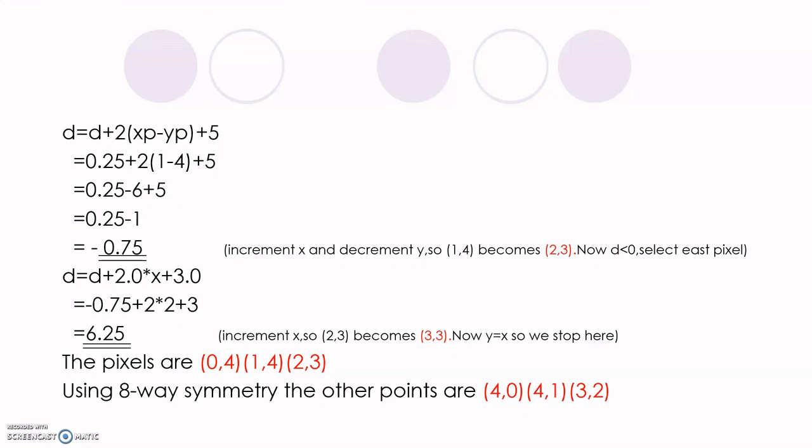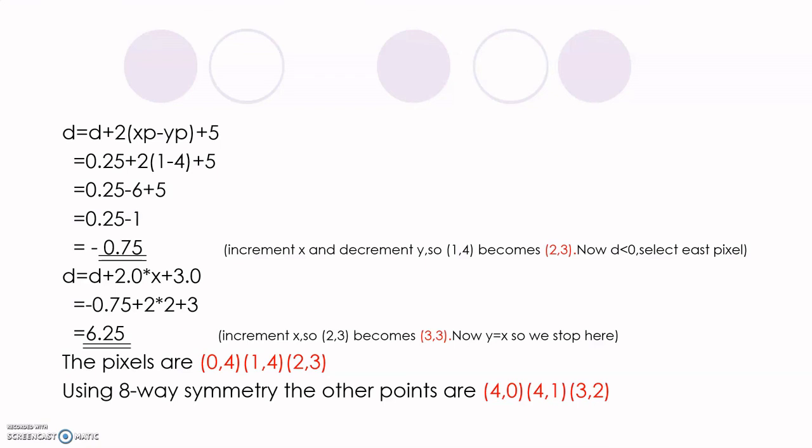Now we have the condition y is equal to x. So we stop here because for y equal to x, we cannot move further. We have chosen to do it up to y greater than x. Now we won't take the pixel (3, 3). Now the pixels are (0, 4), (1, 4), (2, 3).